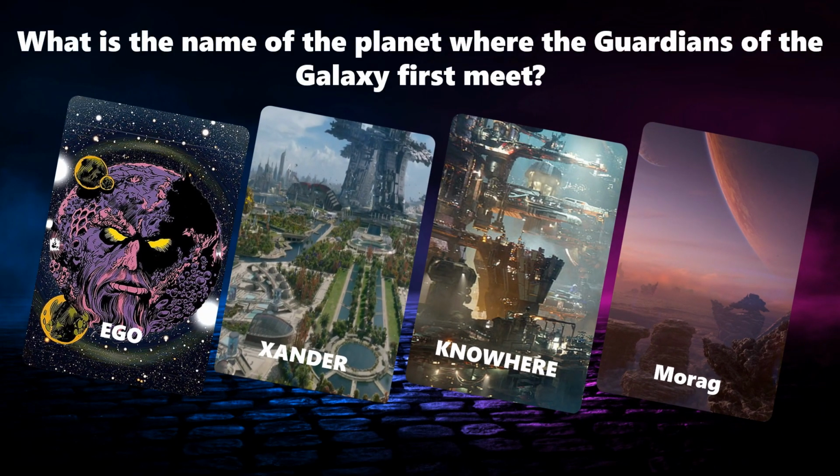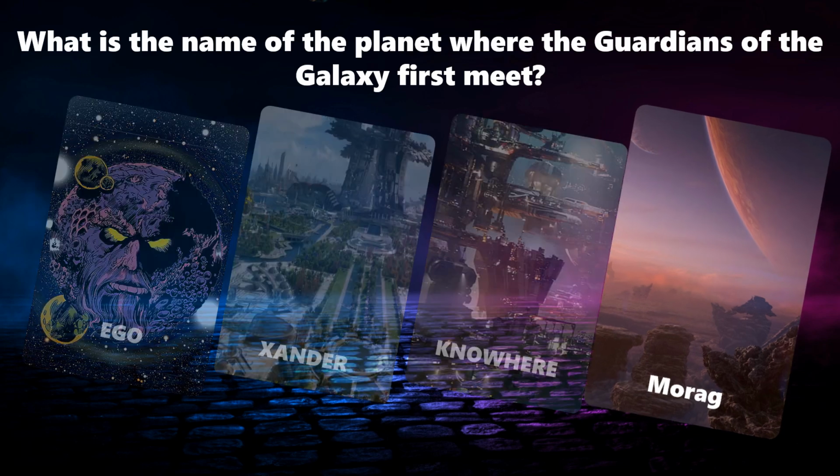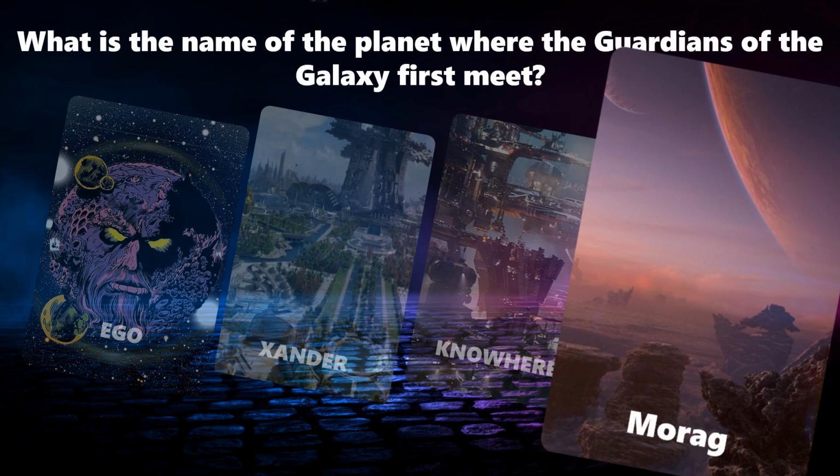What is the name of the planet where the Guardians of the Galaxy first meet? Here are your options: Ego, Xander, Nowhere, and Morag. The correct answer is Morag. It was on this desolate planet that Peter Quill, also known as Star-Lord, discovered the orb that would ultimately lead to the formation of the Guardians of the Galaxy. Morag was a barren and inhospitable planet with harsh conditions, but it played a crucial role in the storyline of the Marvel Cinematic Universe.